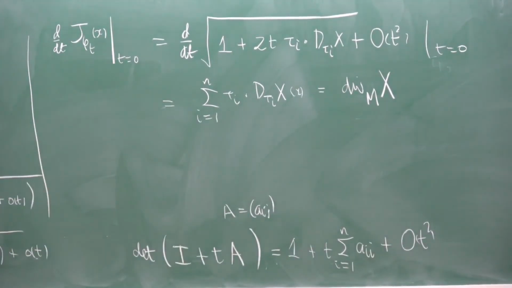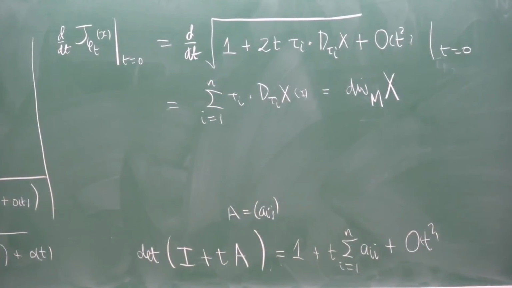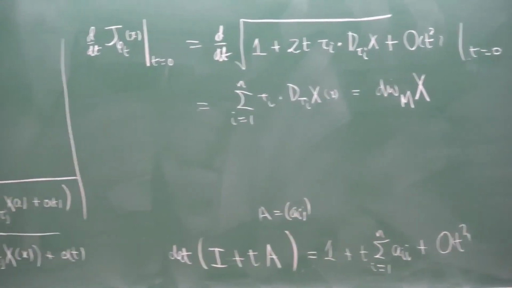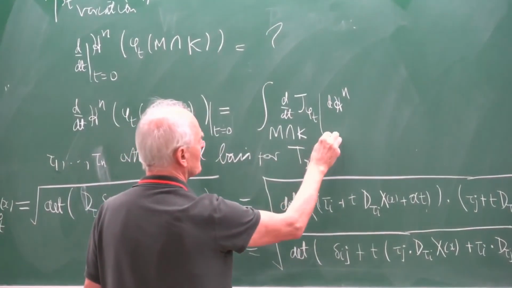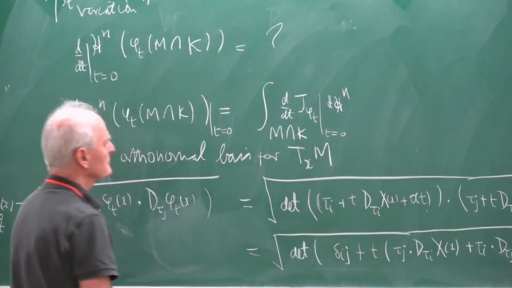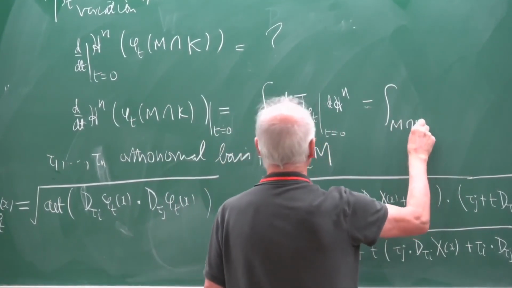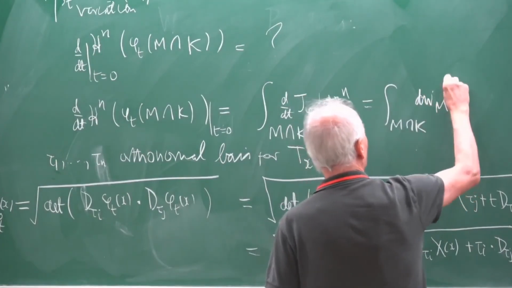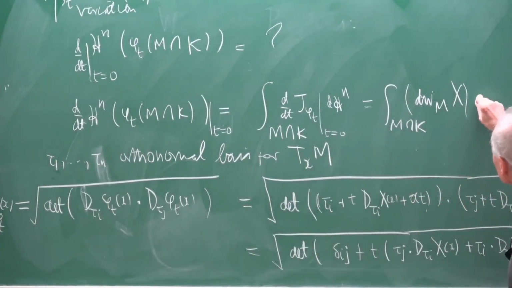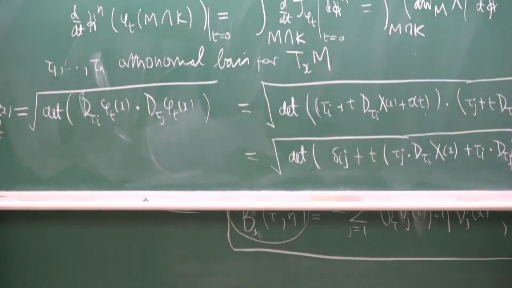So when we take the derivatives here, and as I said, there's no problem in going under the integral sign. Everything's C1 here with respect to t. Do that at t equal to 0. Then you simply get the integral over M intersect K of div sub M of tau, of x. So you get the divergence integrated with respect to H^n. So you get the divergence of the initial velocity vector is what gives you the first variation of the manifold. Okay, that's nice. That's a nice computation.